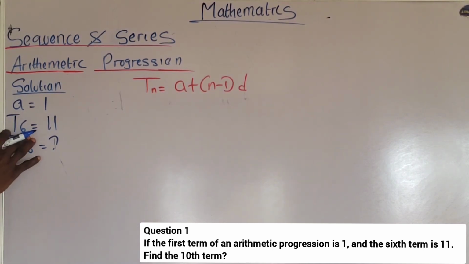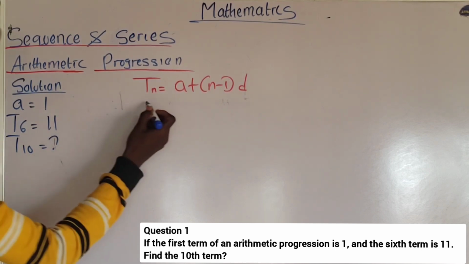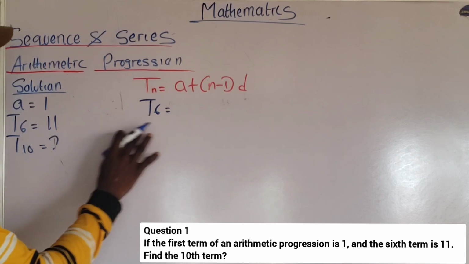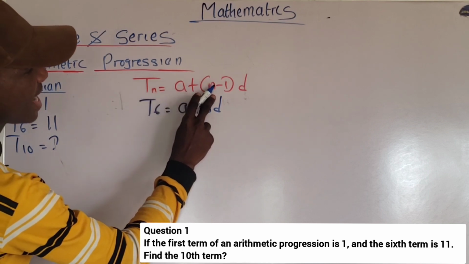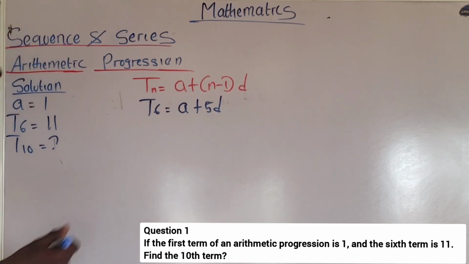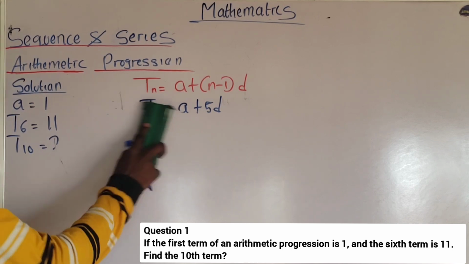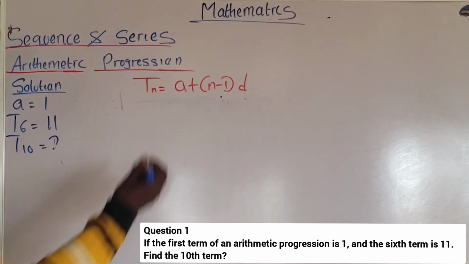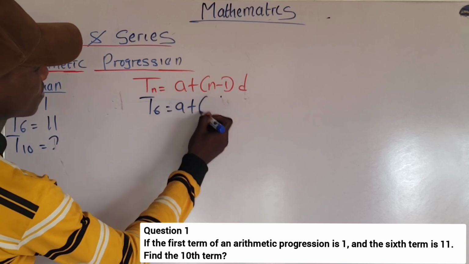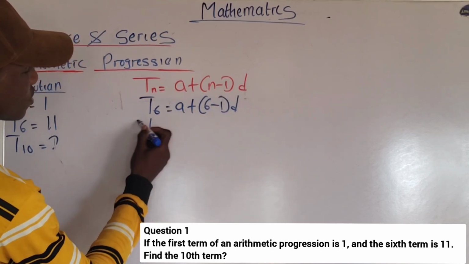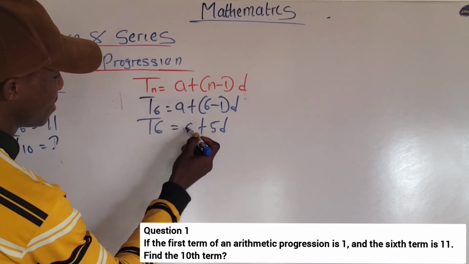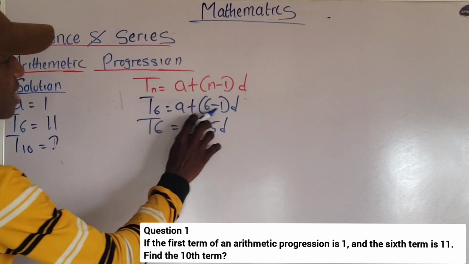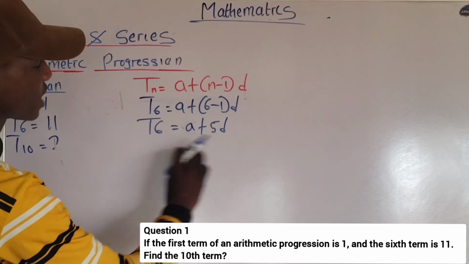Now, since we've been given the sixth term, we can easily determine the common difference from the sixth term. The expression for the sixth term will be A plus 5d. That is A plus n minus 1; n will be 6. I don't want to skip any step for the sake of those that missed the previous class. The sixth term equals A plus 6 minus 1 multiplied by d. So I'm going to have T6 equals A plus 5d. This is A, it is not 9. 6 minus 1 is 5, 5 times d is 5d. So this is the expression for the sixth term.